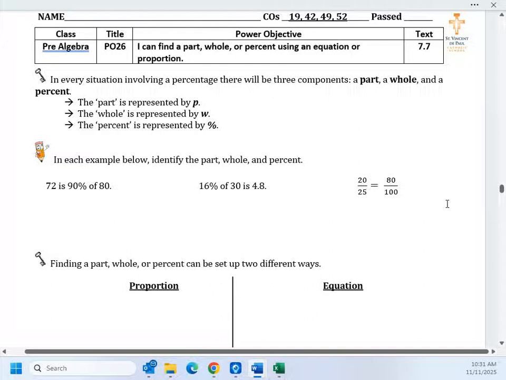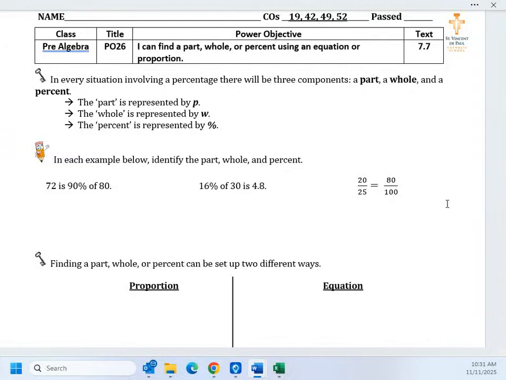Good morning. Today we are working on PO26, continuing working with those percentages. This one is: I can find a part, whole, or percent using an equation or proportion.